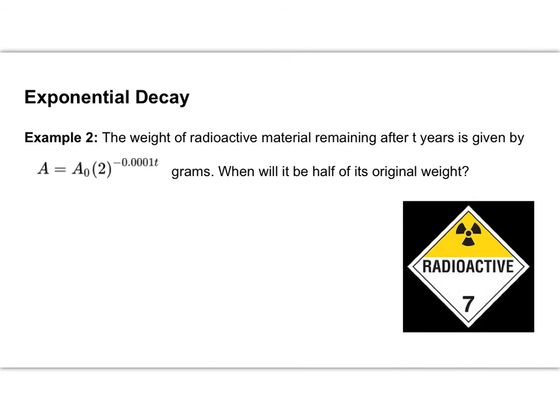All right, let's try a couple of exponential decay problems. So we have the weight of radioactive material remaining after some number of years is given by A equals my initial value times 2 to the negative 0.0001t grams. When will it be half its original weight? And you'll notice here that my K value is negative, and that's because I'm working with exponential decay. I don't know how much material I started with, but I know that I want to know when I have half of it left, so I can use that ratio.